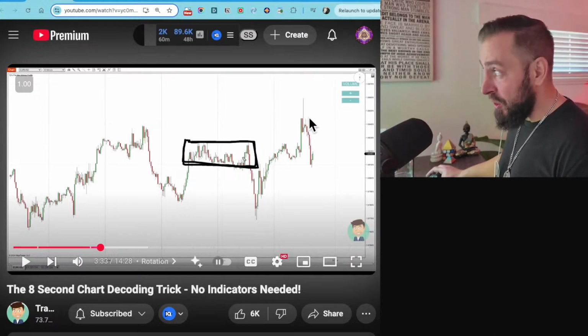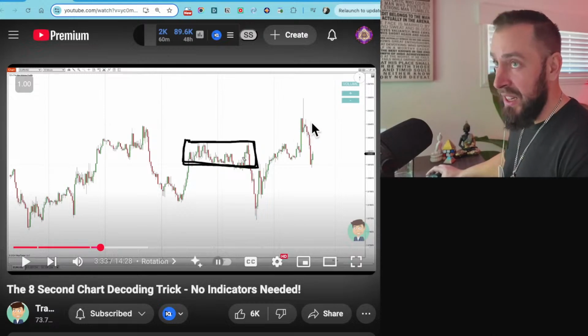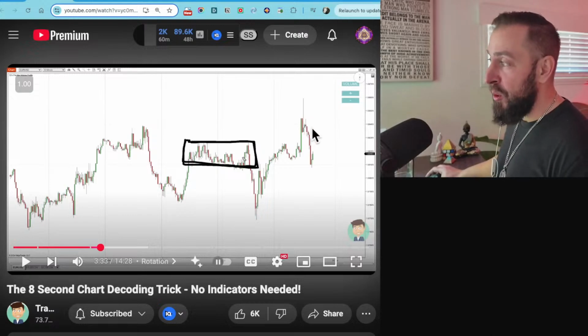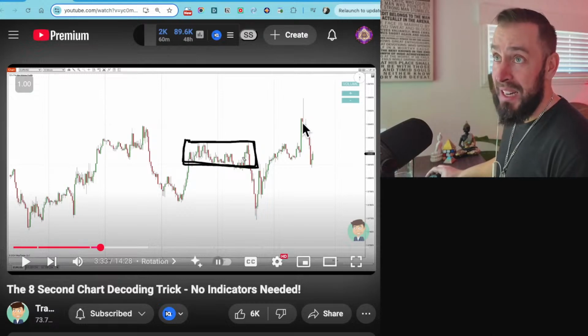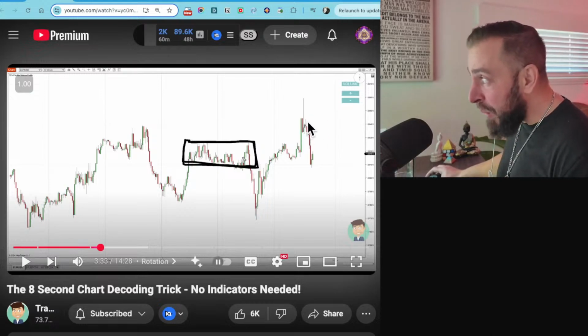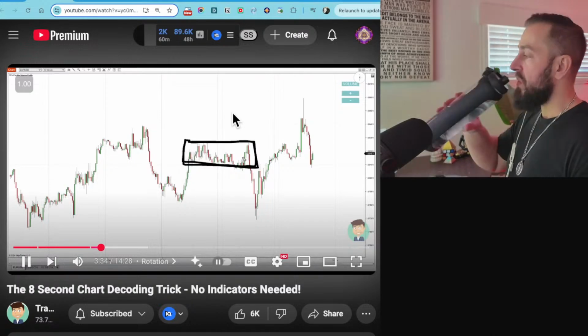If you marked this out and noted it on your chart, you could actually zoom in. Let's say this is a 30-minute time frame. If we went to a 2-minute or a 1-minute time frame, this price action in here would actually look a lot like this, at least for the time being.